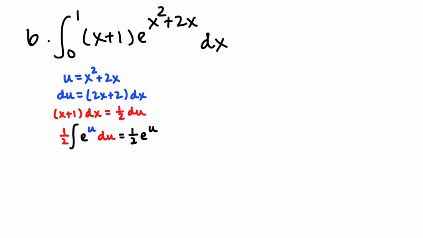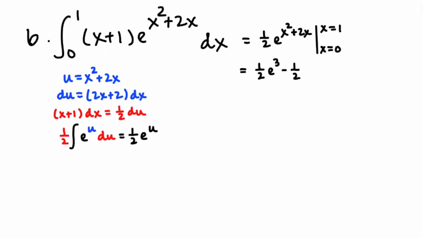And so I can go over here and write my antiderivative in terms of x. That would be 1/2 e to the x squared plus 2x. And we're going to let x go from 0 to 1. Okay, when we do that, we're going to plug in x equals 1, and we get 1/2 e to the 1 plus 2. So it's like 1/2 e to the 3 minus 1/2 e to the 0. This is going to be 1/2. And there we go. We've got a value.